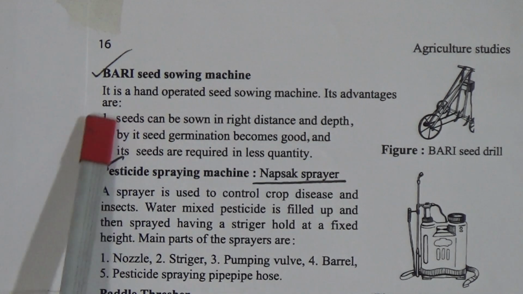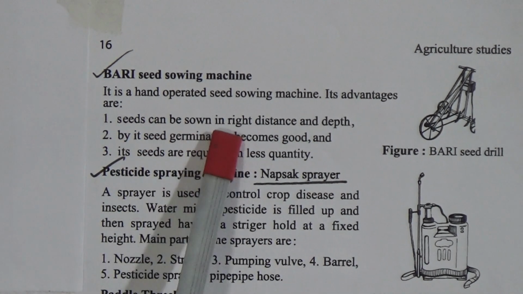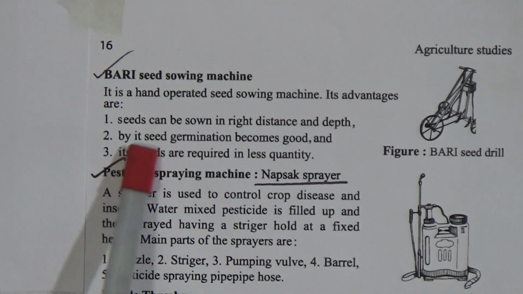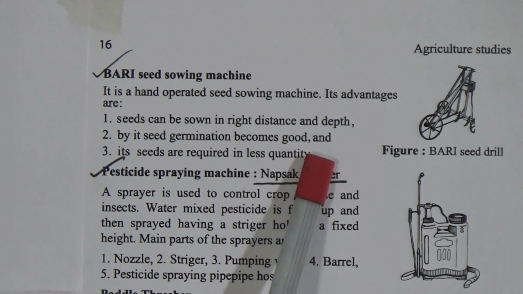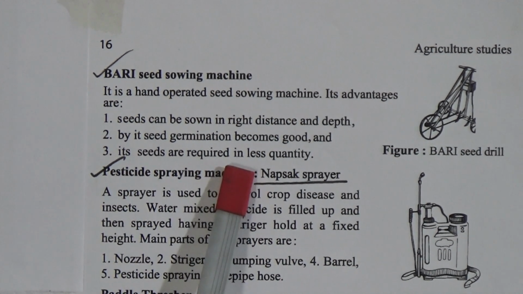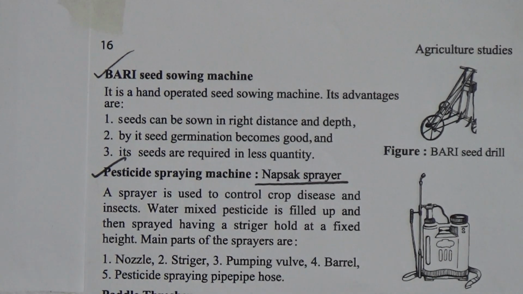Its advantages are seeds can be sown at the right distance and depth. Number 2, by it seed germination becomes good, and the last one is its seeds are required in less quantity.